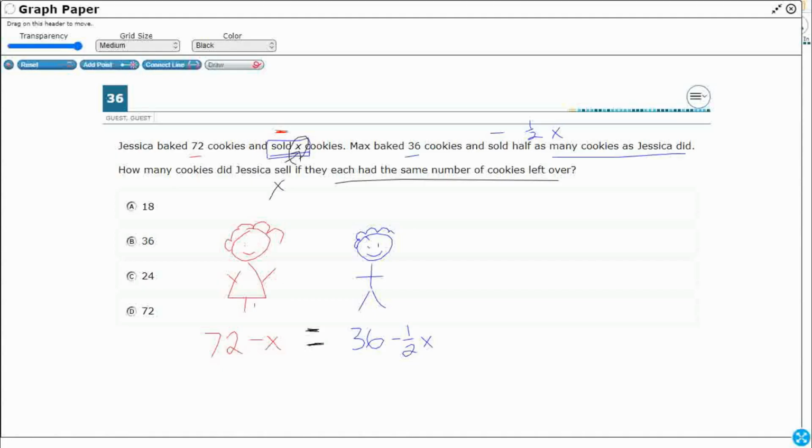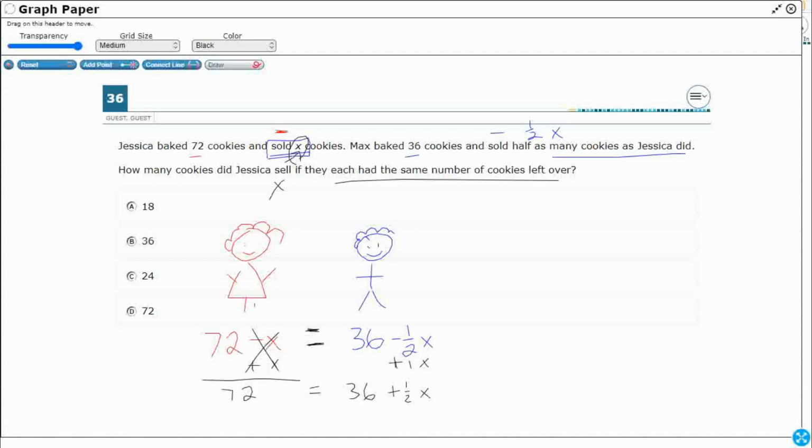Okay, so we need to use our properties of equality here to isolate this X. So I want X to be positive. So first thing I'm going to do is add X to both sides. And it's going to end up being a 1X. So 72 minus X plus X, that cancels itself out. That's just going to be 72 equals 36 minus half X plus 1X, so that's just going to end up being a plus half X. Minus half plus 1X, or just X, equals a half X.